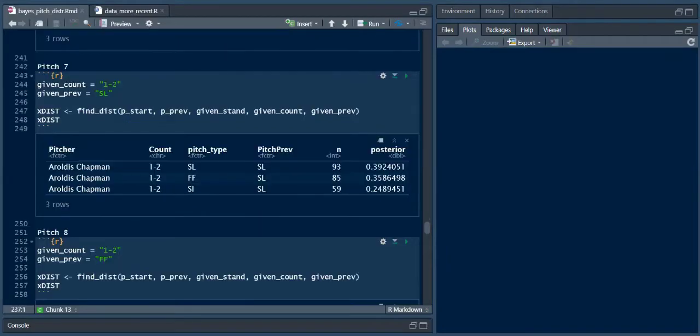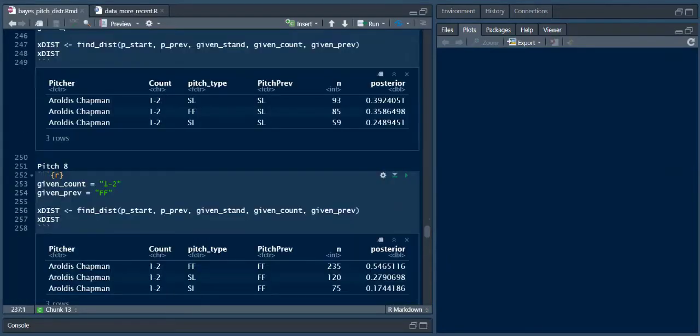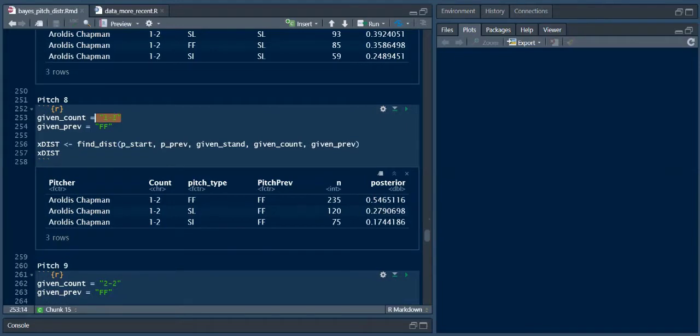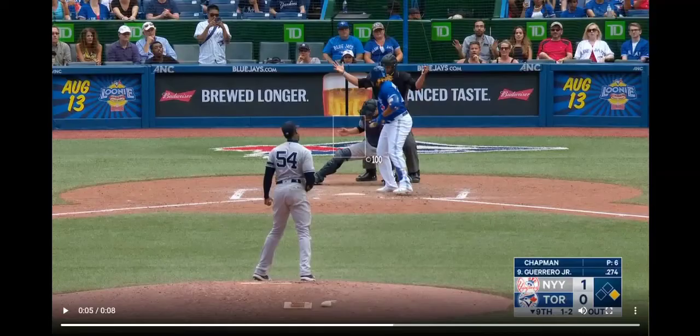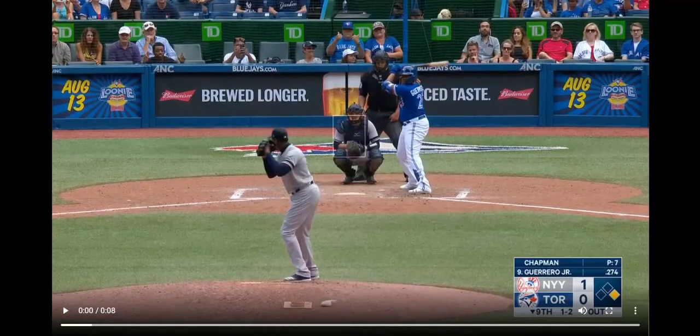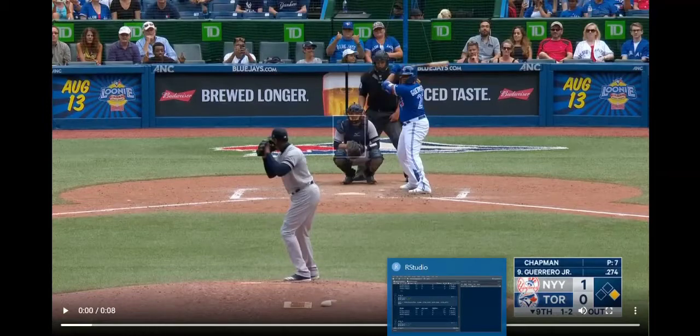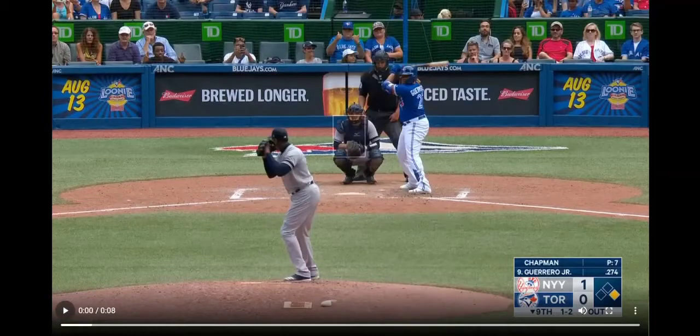So we are now going to pitch 8, right? So think along with Vlad Guerrero. It's 1 and 2. He just threw a fastball. We're looking now at this distribution of pitches, which is back to being fastball dominant, 55%. Still a good chance, 28%, of a slider, and a significant 17% chance of a sinker. But here, if it's 1-2, if you're agreeing with the model, you have to be thinking another fastball here. Let's see what happens.